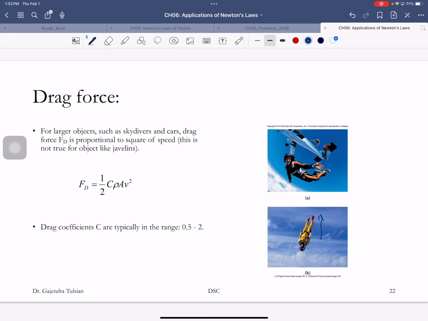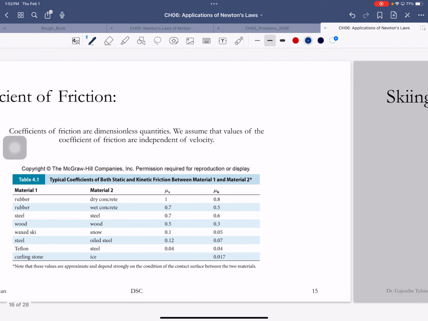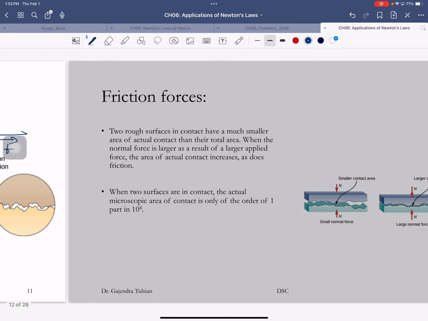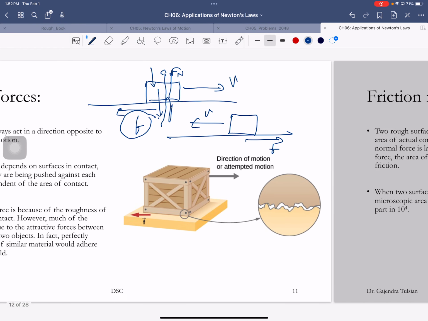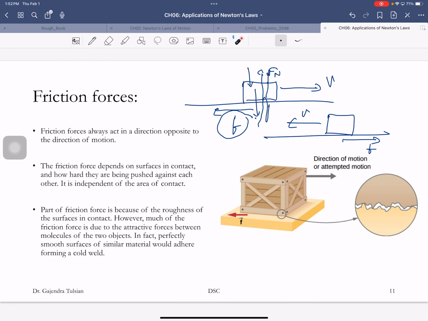Okay, so here's a rough model of it. You can think of it, so here are the two surfaces, and the molecules of this one are forming a loose bond with the molecules of that one. This guy is trying to move to the right, and those molecules are pulling back with that force, and they're preventing him from moving.